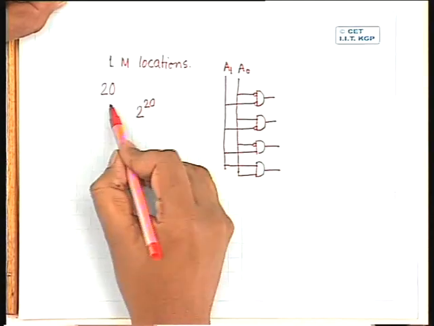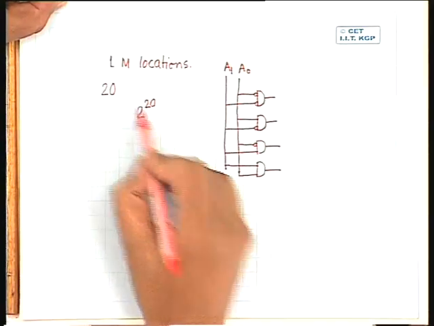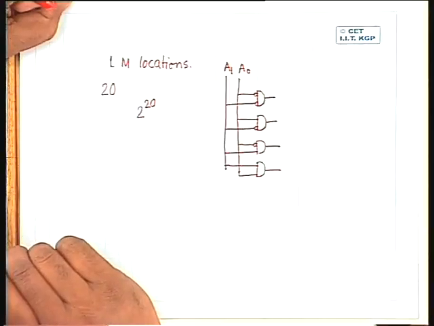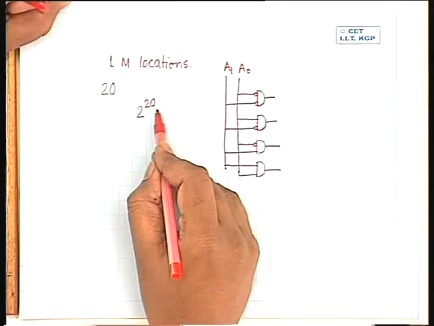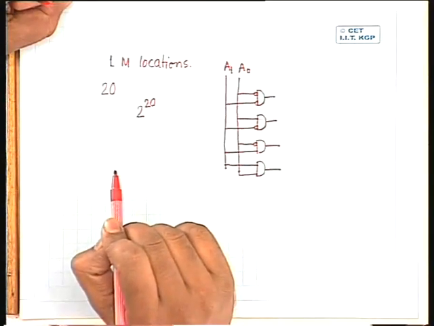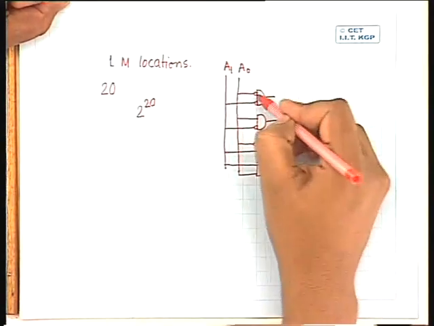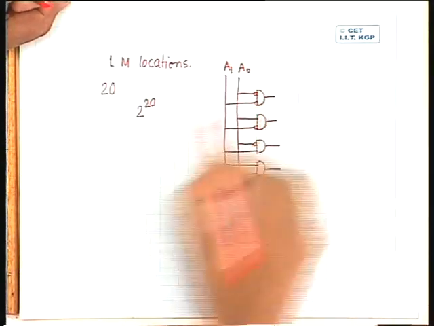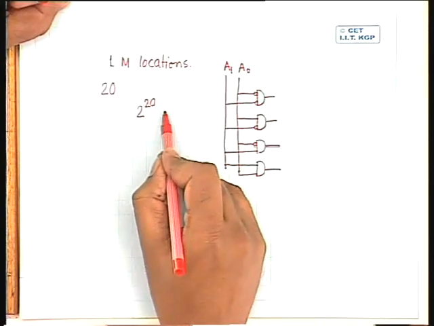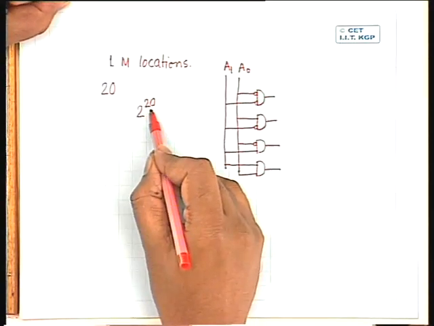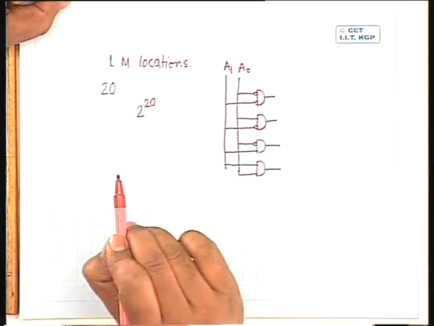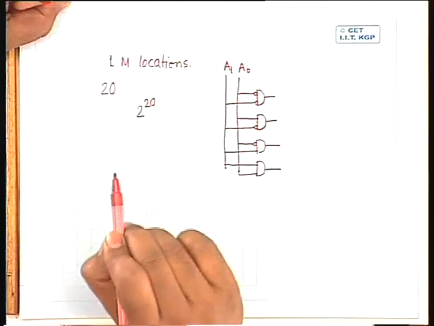So for a 20 input decoder, I have to add 2 to the power 20 AND gates. Every AND gate has to have a fan-in of 20. Just like here, every AND gate has 2 input lines. For a 20 to 2 to the power 20 decoder, I have to have 2 to the power 20 AND gates, and every AND gate will have 20 input lines. That is quite difficult.